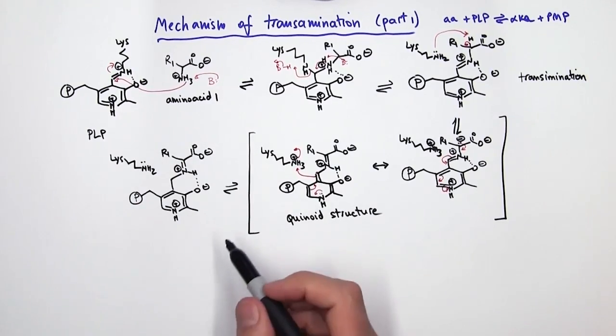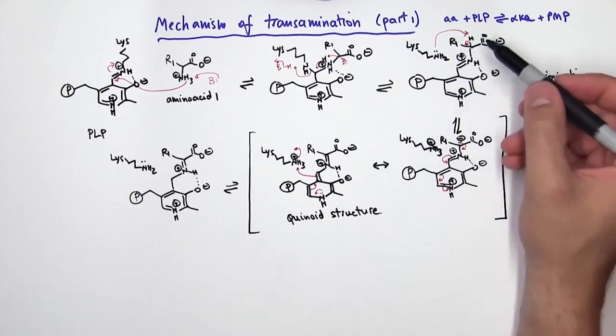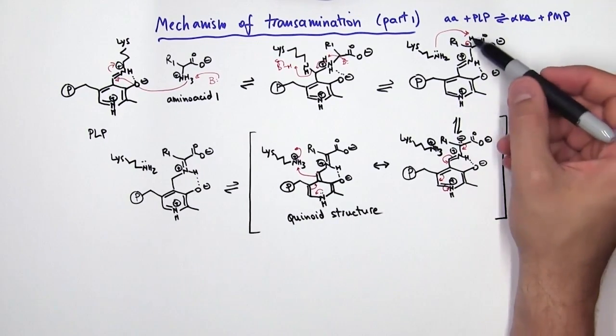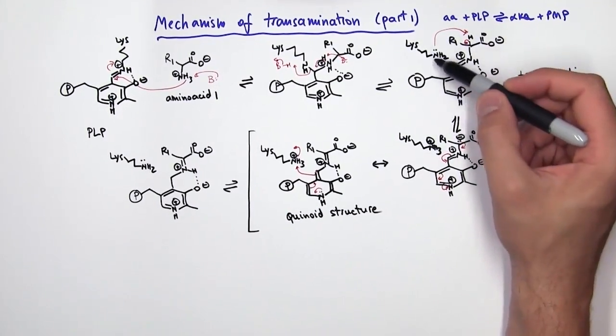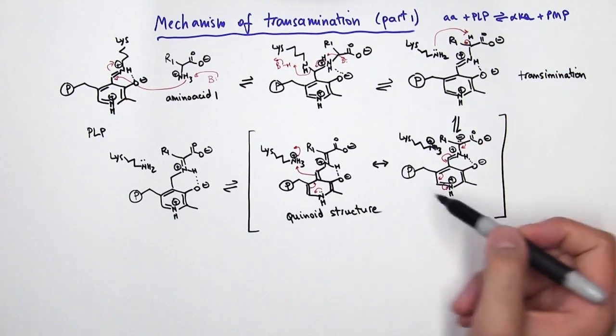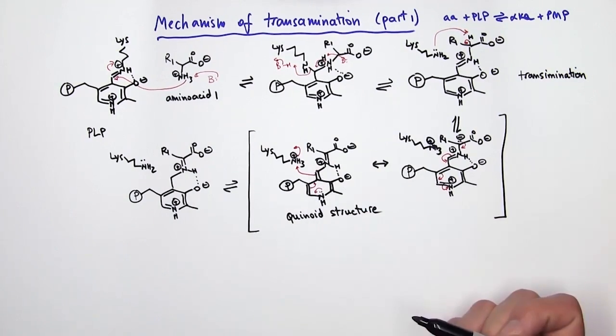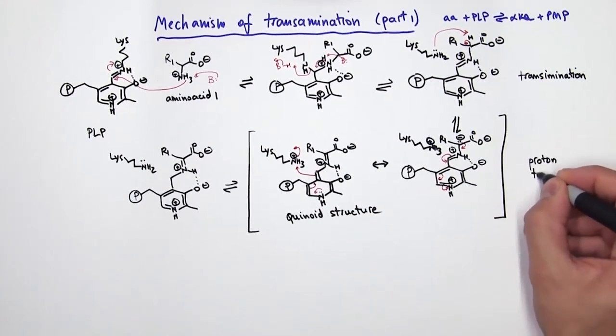So let's take a look at what happened in these past couple of steps. We had an alpha proton that was fairly acidic. It was able to be removed by the active site lysine. And then this proton came back to a different position. So all that happened in these couple of steps was a proton transfer.